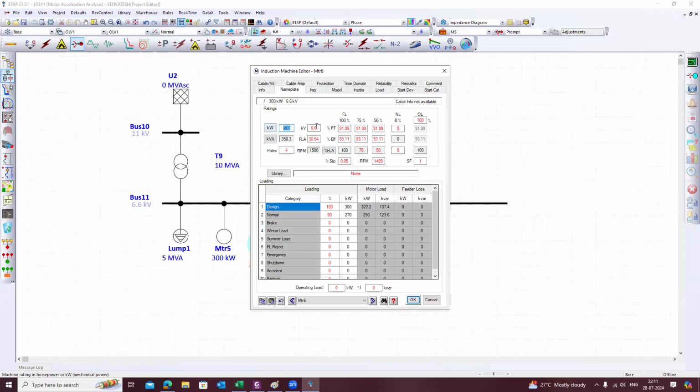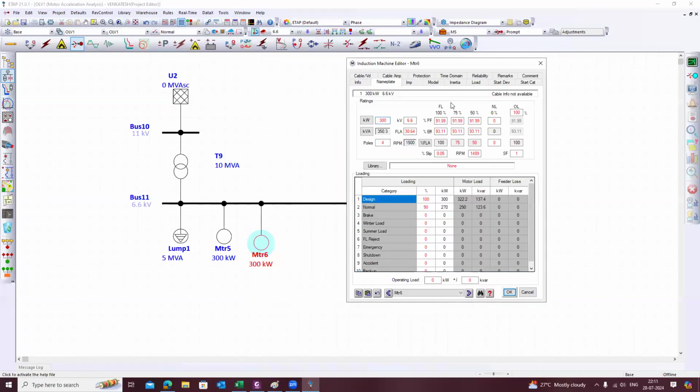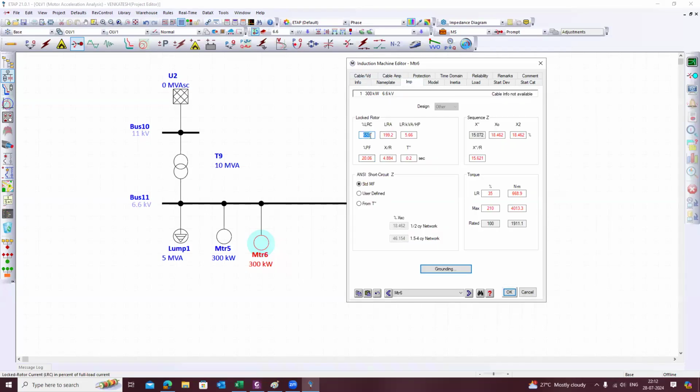Once you give the parameters, ETAP will automatically select this from the NEC library: the power factor at 100%, 75% and 50%, and similarly the efficiency at different loading conditions. Then the important parameter is the lock rotor current, which is called the starting current. This is 650%. Generally we give it as 600% to 650%.